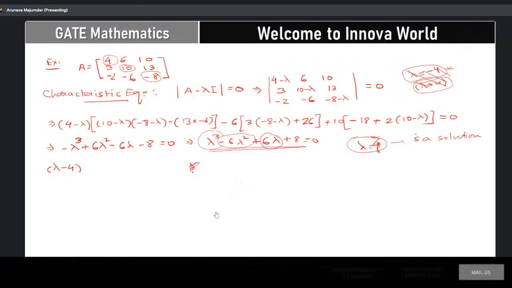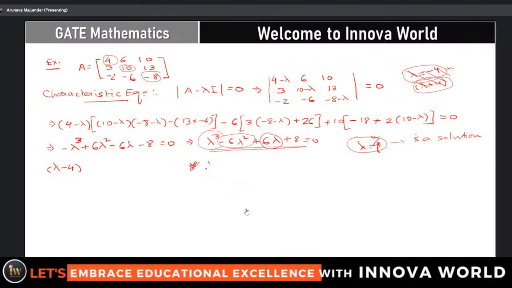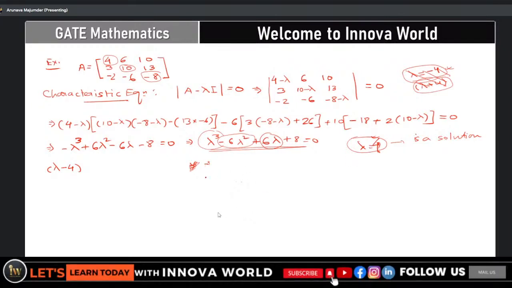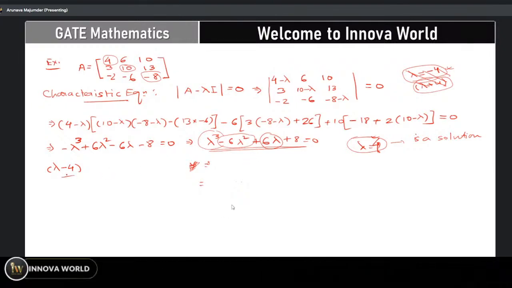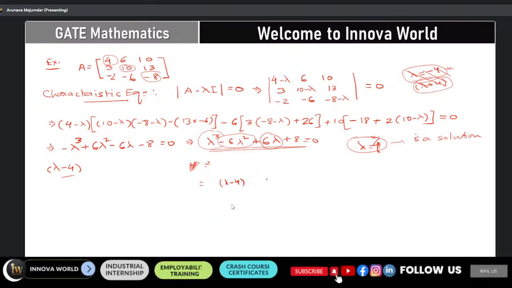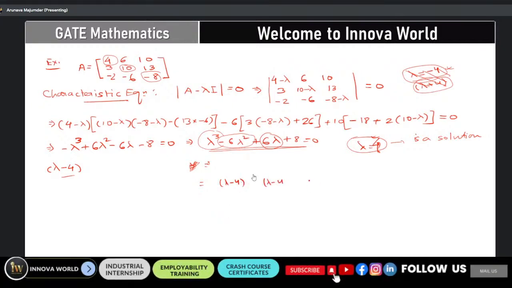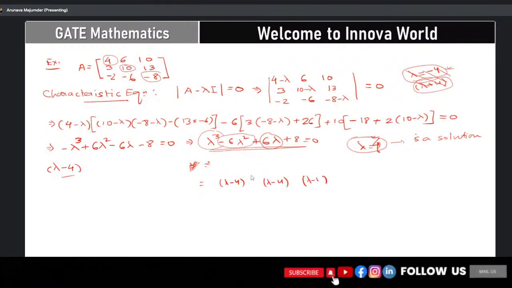So it's a cubic equation, what I have told you. So x equal to 4 is a solution. So it becomes like this, x minus 4 becomes a factor here. So lambda minus 4, sorry, lambda minus 4, lambda minus 4, and lambda minus 4. So it becomes a factor.